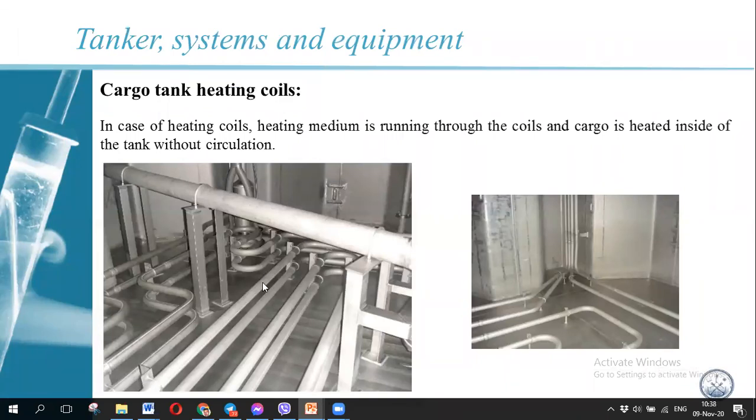Some of the cargo tanks, slop tanks, are not equipped with the heat exchanger on deck. They are equipped with heating coils. In this case, the steam is passing in these heating coils, heating the cargo, and it's going to be heated all the way.